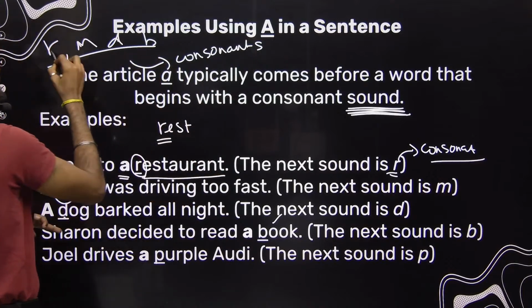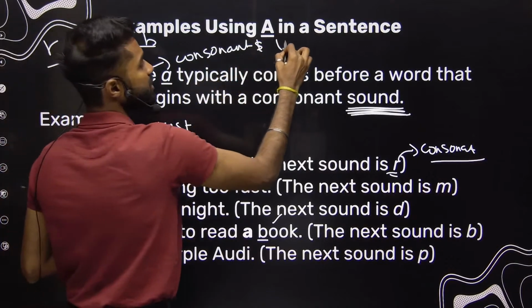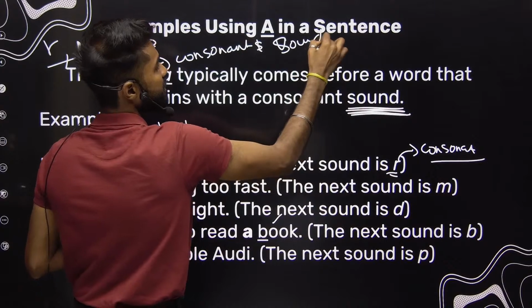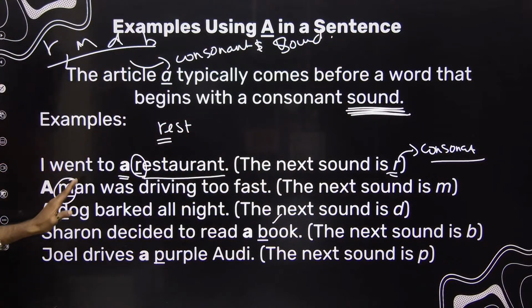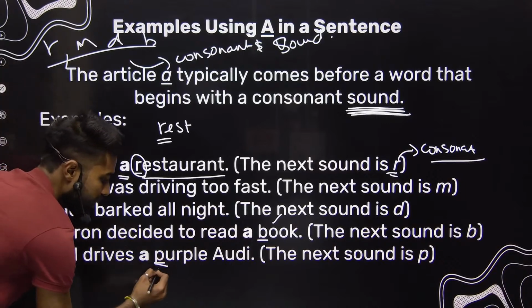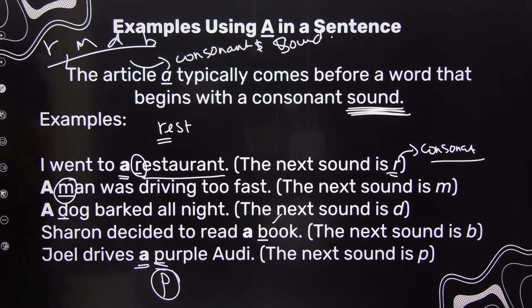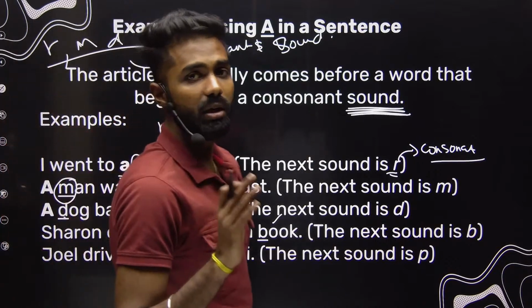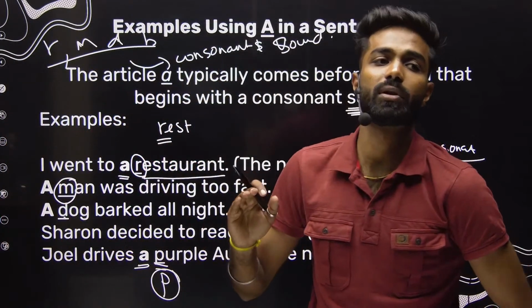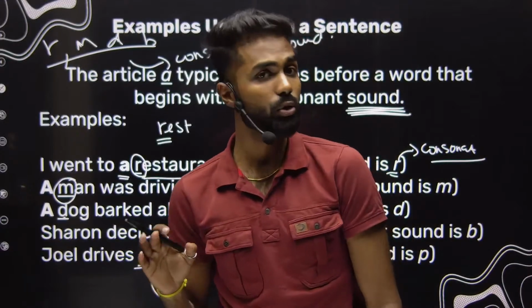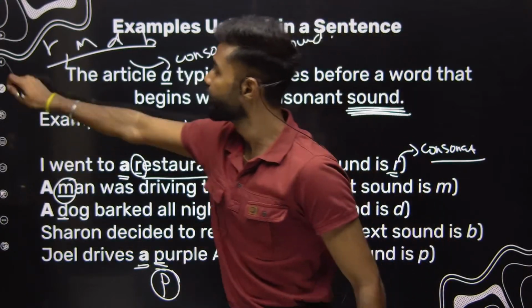These are my consonant sounds. I'm using a, all right? Joel drives a purple, p. P is stretched, okay? So, a will be used. That's it. Very simple and clean. All right? Is it clear? Where to use a? A will be used only before a consonant sound, not a consonant letter. Clear?